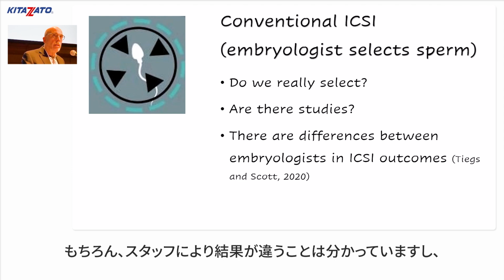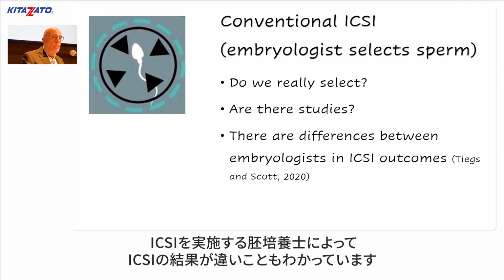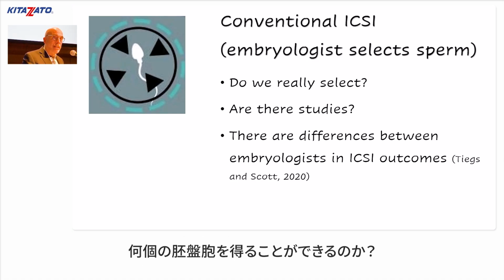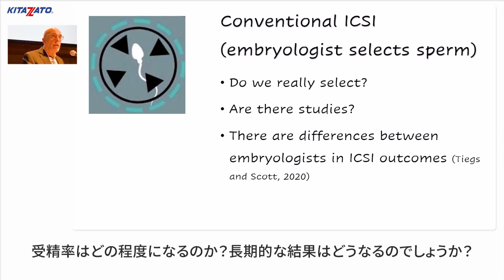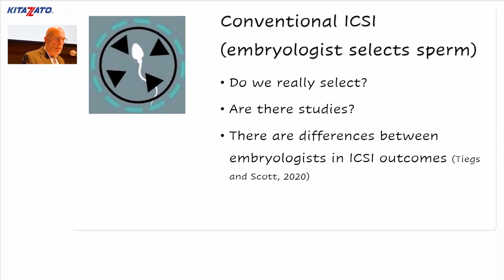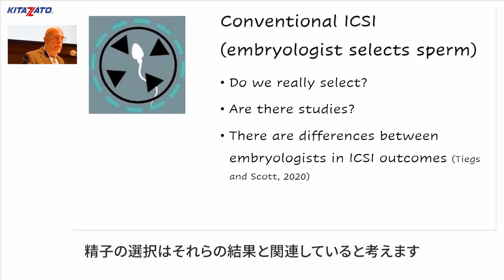And of course, we do know that there are differences between staff and outcomes. And that is the same for embryologists that perform ICSI and ICSI outcomes. How many blasts do we get? What's the fertilization rate? What are the long-term outcomes? So could the sperm selection process be related to that?